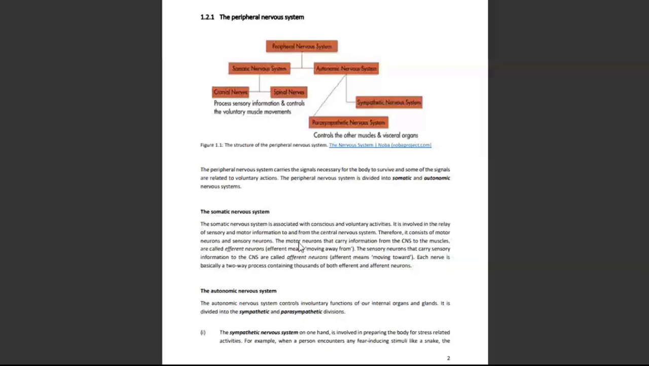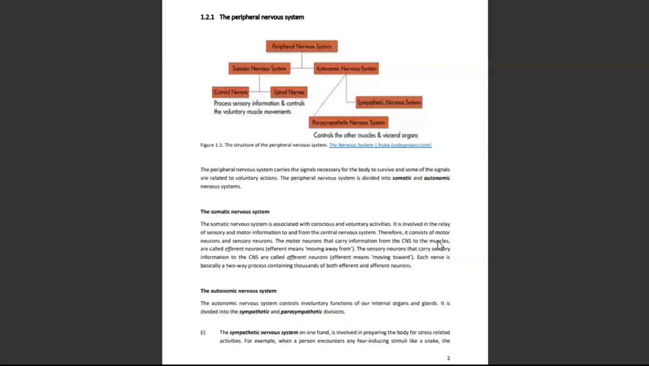Hope you understand. This is from externally. Through senses, it goes straight to the brain, central nervous system. From the brain, the motor neuron takes the information from the central nervous system to the muscle. Muscle meaning you act. Hence they say voluntary. You hear something and you do something, voluntary.